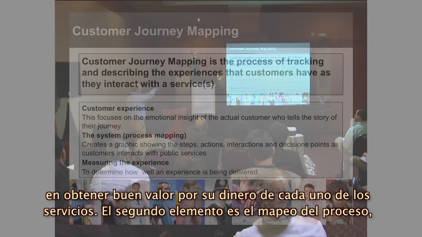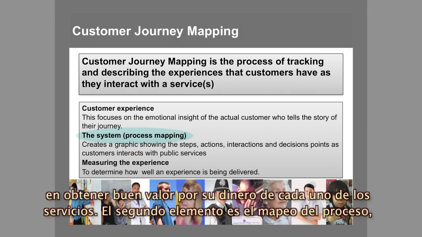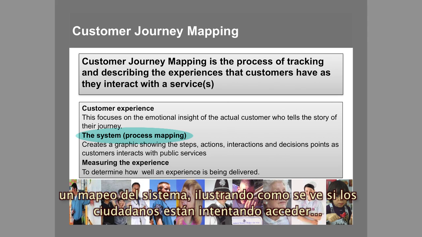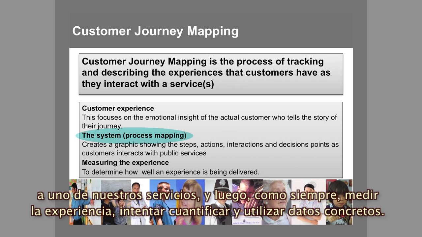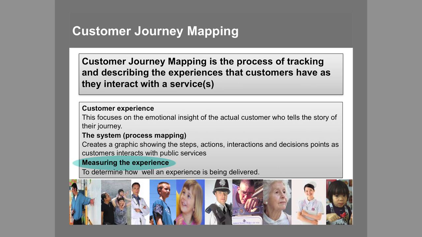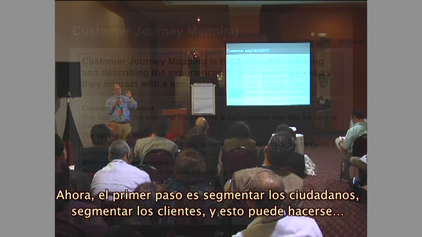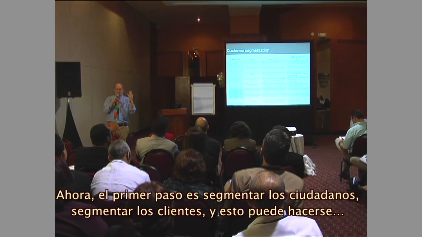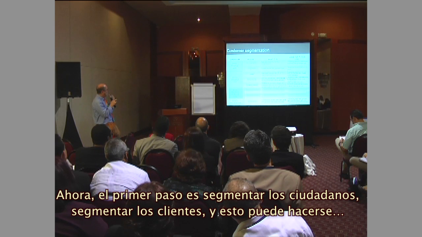The second element is about process mapping, mapping the system to show, as I'll show you in a second, what it looks like if you're a citizen trying to access one of our services. And then, as always, trying to measure the experience, to begin to quantify it and think about it in a harder sort of way. Now, the first step is to segment your citizens, segment the customers. And you can do that in a variety of different ways.